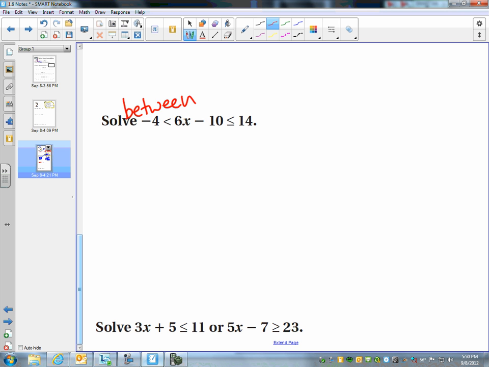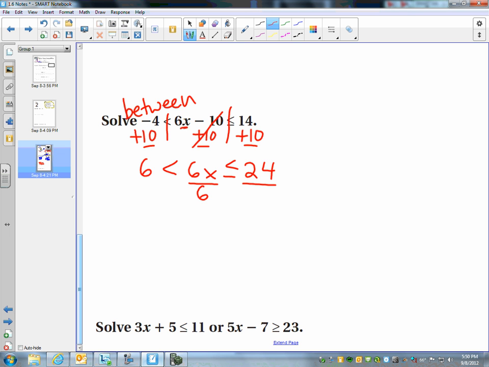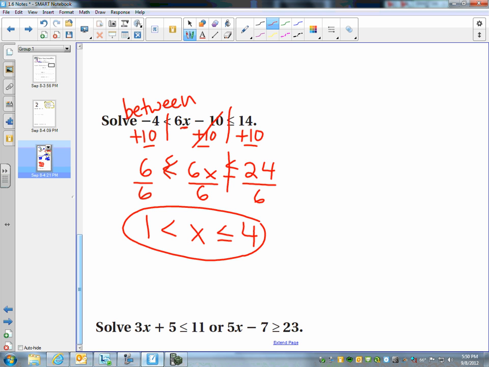So what we can do with this one is these kind of separate it all into 3 bars. So if we add 10 here, because again we're trying to get our x by itself, we have to do that over here and over here. So whatever you do to the middle on the between kinds, you have to do to either side as well. Same idea with this one. When we divide by 6 here, we have to divide by 6 on either end, because those inequality signs are making little bars down that we have to follow. So 1 is less than x is less than or equal to 4. So that's our answer. That's it.